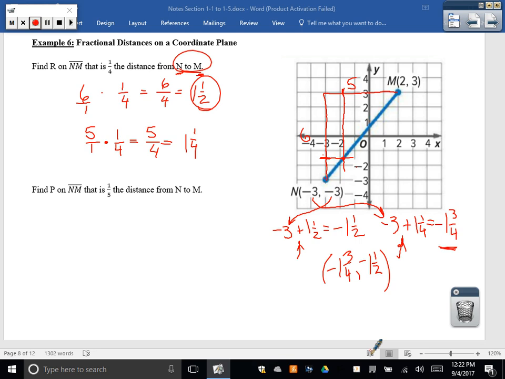So I want you to go ahead and try the next one for me. I've already laid out the rise and the run, 6 and 5. You need to figure out a point that's 1/5 the distance from N to M.